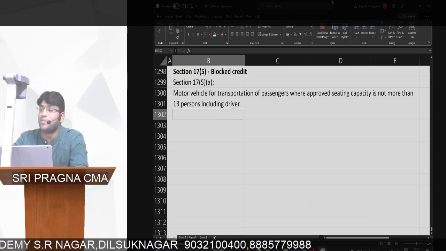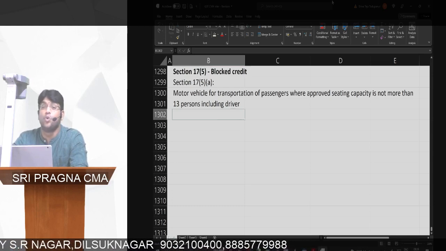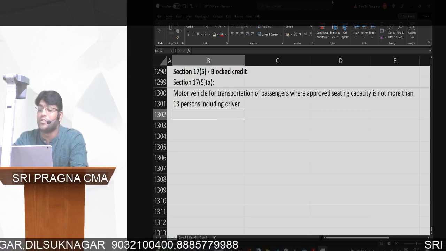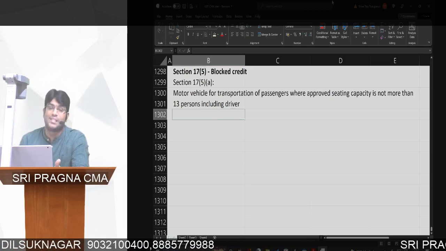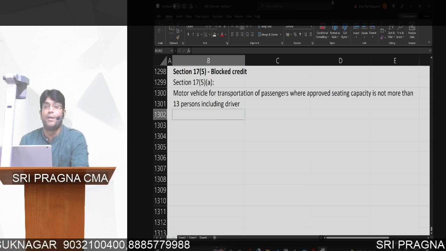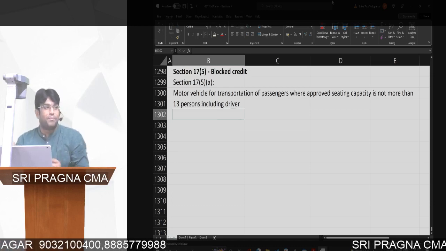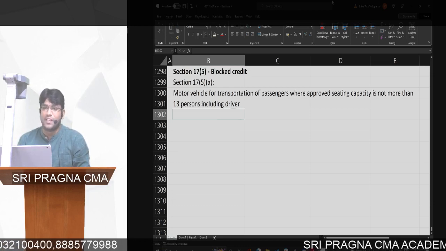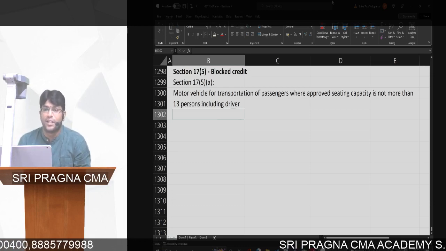What if I purchase one motor vehicle for transportation of goods? Definitely credit is allowed. Credit is blocked only in case of vehicle for transportation of passengers. If that is the case, people might say, I will buy one BMW car and say I am using it for transporting goods. There is a difference between goods vehicle and passenger vehicle.